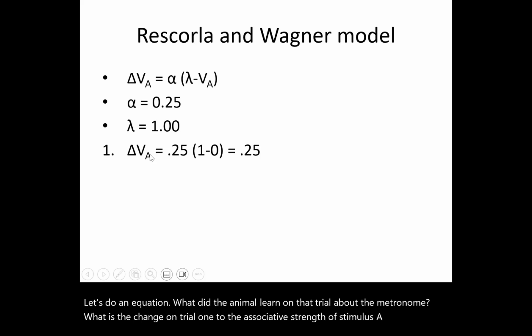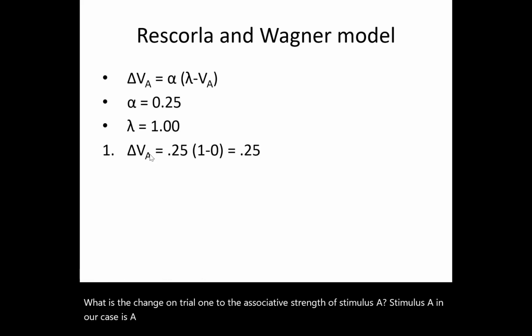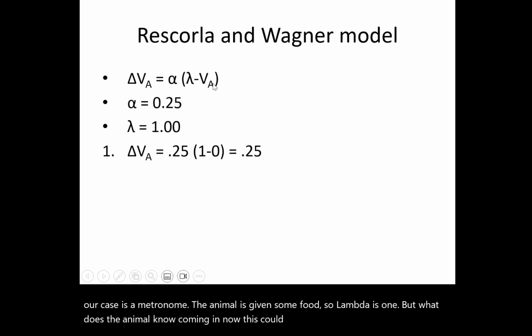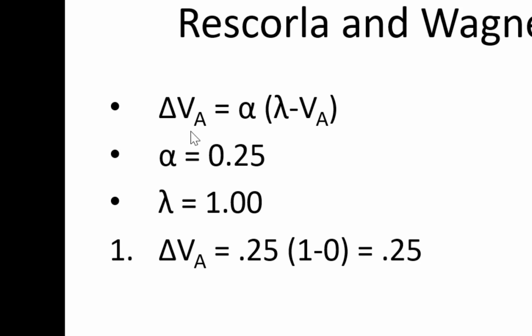Stimulus A, in our case, is a metronome. The animal is given some food, so lambda is 1. But what does the animal know coming in? Now, this could be V total, VT, but we're only dealing with one stimulus here, so we might as well just call it the associative strength of A.